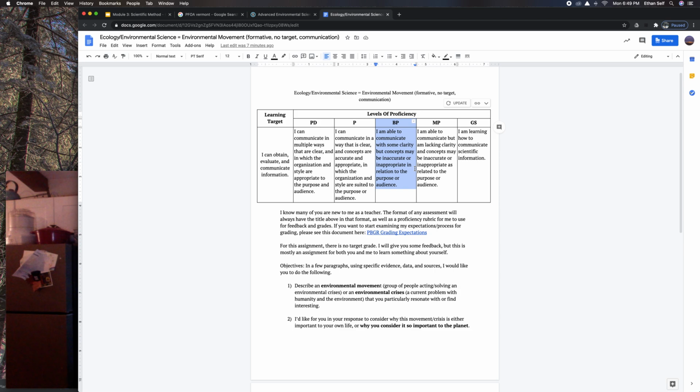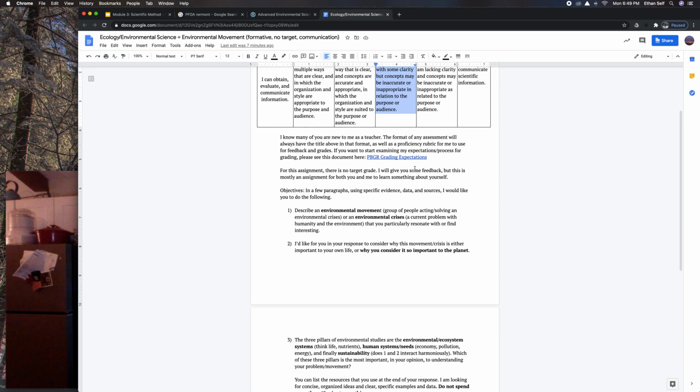So, to be succinct, because I'm going on for too long, you're going to be writing a few paragraphs. Again, don't spend more than 40 minutes on this, that you're going to be explaining some things to me using evidence, data, and specific sources. The first thing is I want you to describe an environmental movement. Maybe it's Greenpeace, maybe it's a local conservation group, or an environmental crisis.